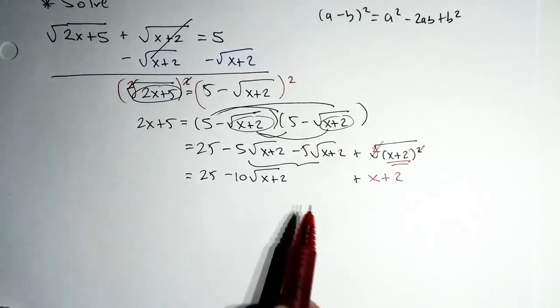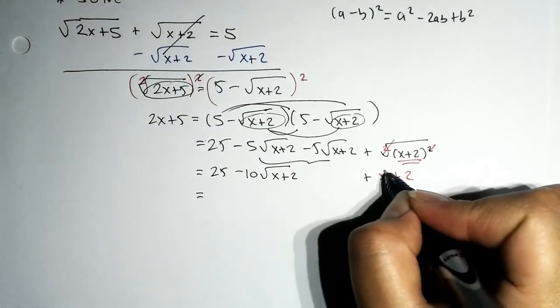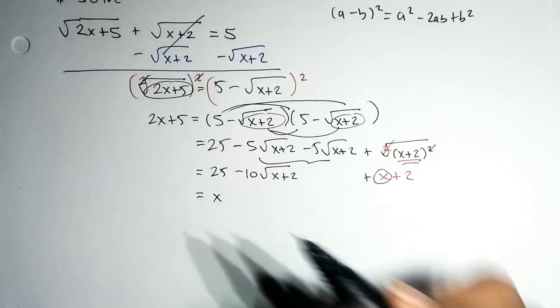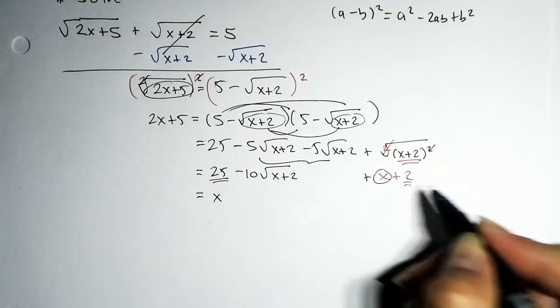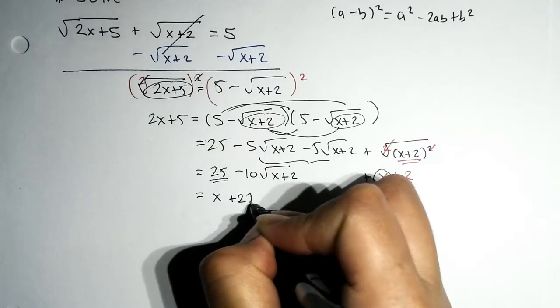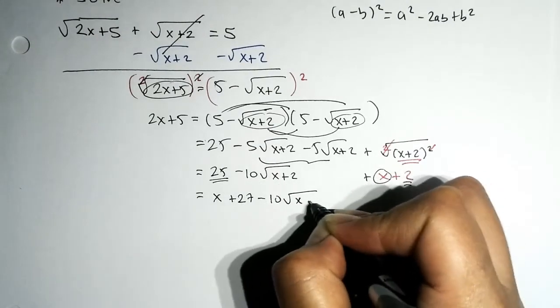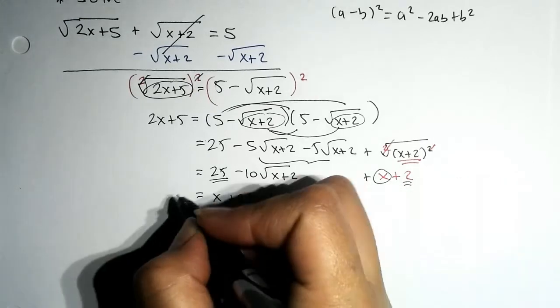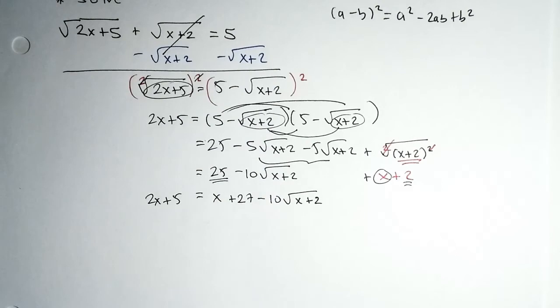Fantastic. So let's go ahead and continue to clean up the right side. On the right side, we have this x term. I believe we have some constant terms. So 25 plus 2 will give us 27. And then we're going to bring down the radical: minus 10 times the square root of x plus 2. And I think we simplified it as much as possible. So now I'm going to bring down the left side.